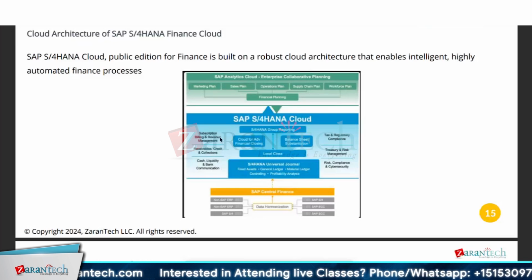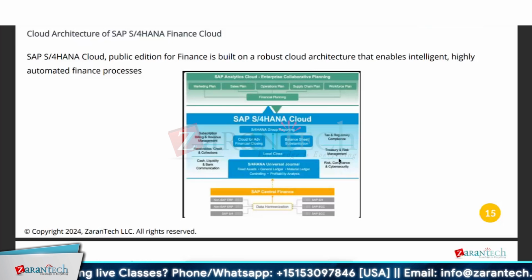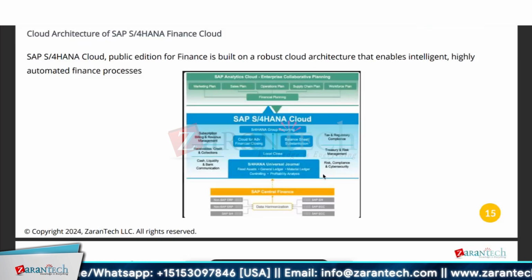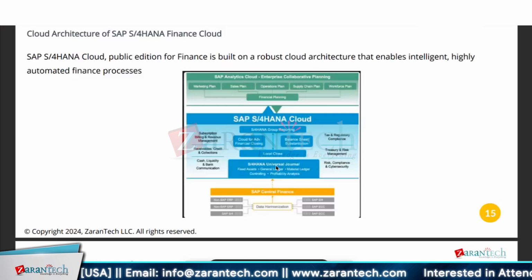So here again, you will be dealing with these individually, because everyone doesn't need these things mandatorily. So those who want, they can go with that, like treasury, risk compliance, cyber security, tax and regulatory compliance, billing, revenue management, receivables and costs, cash liability. So different things are there. So these all come as part of your requirement only. It's not mandatory for everyone to carry every single one. So you have to take it according to your requirement.